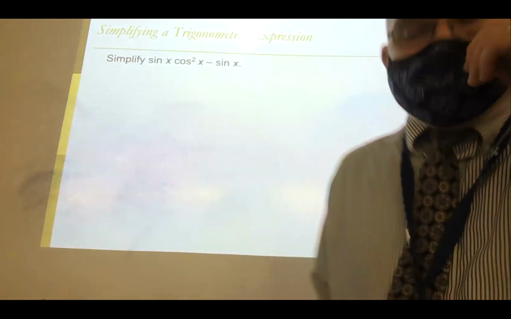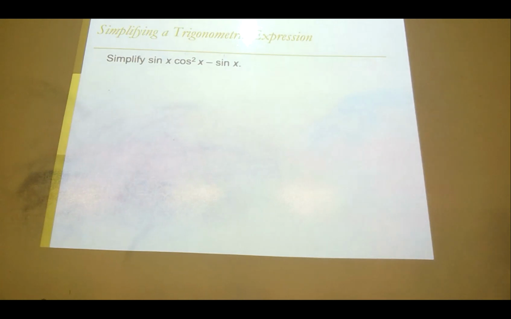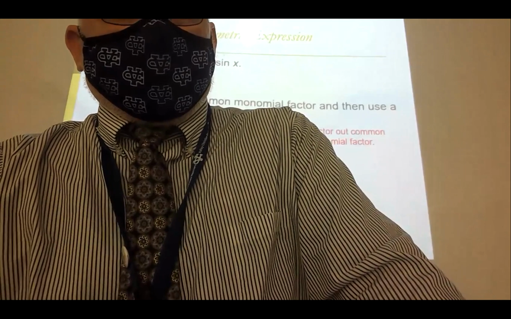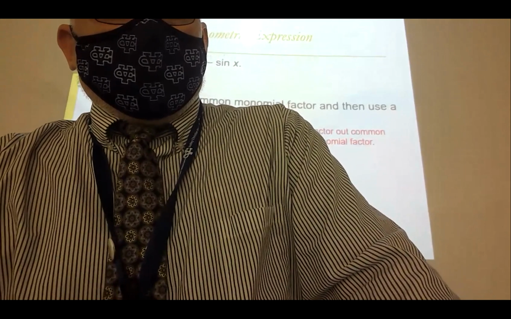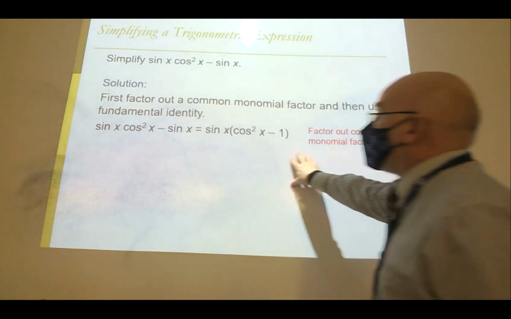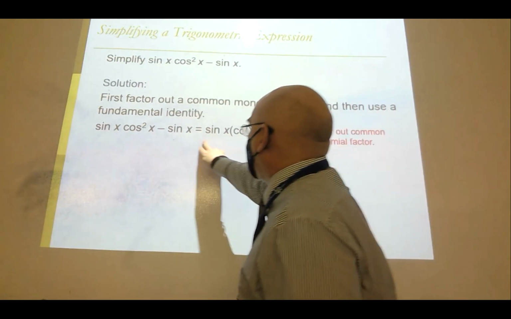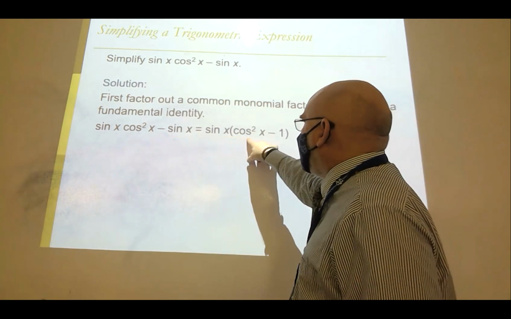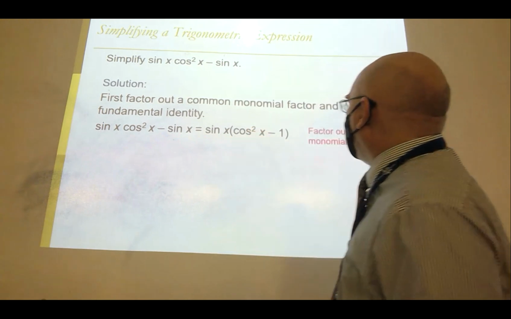I'm going to kind of treat this like a polynomial. I've got this expression sine x times cosine squared x minus sine x. The first thing I notice is that I can factor out a sine x. Just like in a polynomial, we can factor out a common term. Here we can factor out the common term of sine x, and we're left with sine x times cosine squared x minus 1.